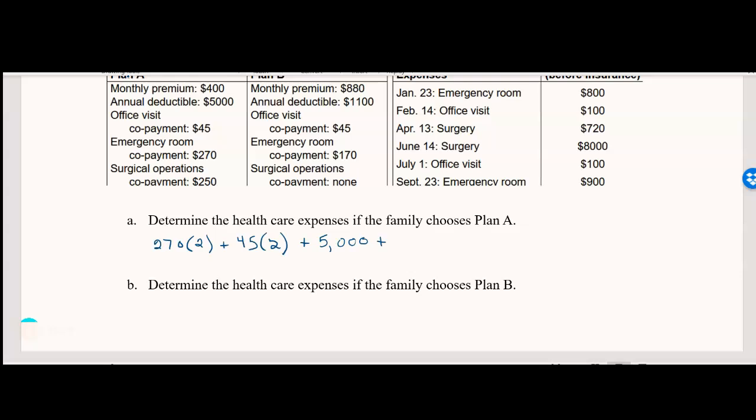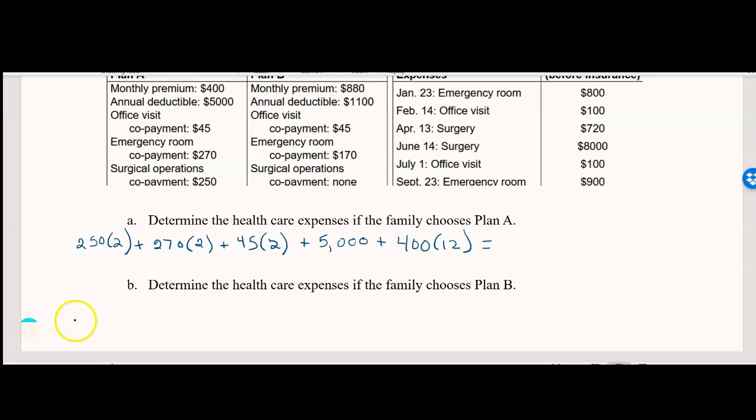Oh yeah, the premium, we're paying $400 every month. Can't forget that. So I almost forgot about that one. These are all of your costs. So we have 1, 2, 3, 4, 5. I'm missing one. So we have 400 times 12. We got the 5,000, 45 times 2. And then, oh, I almost forgot. Surgical co-payments. That's $250, and there were 2 surgeries. I knew I was missing something here. There we go. Now we have it all.